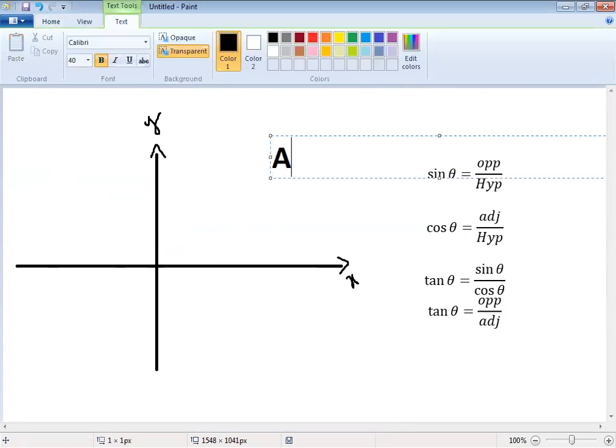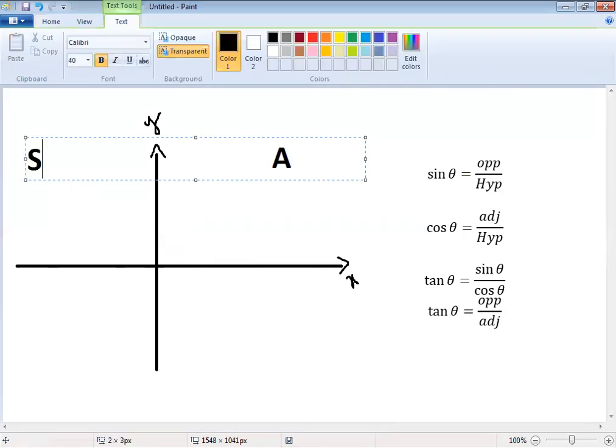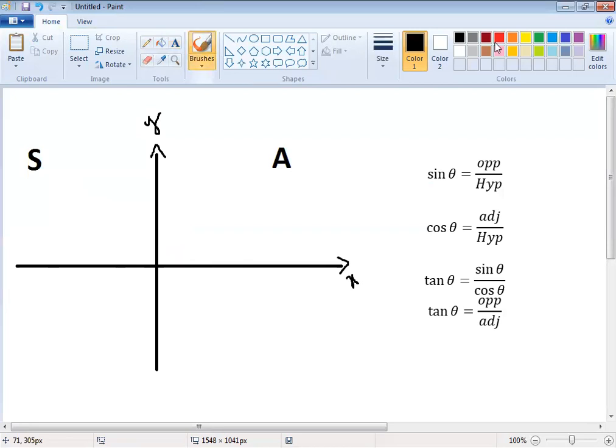This is A and S. Okay, now these two quadrants are done, first is A, second is S. What if the angle is in the third quadrant? How will this work? Take an example, any example. It helps you understand the entire thing.